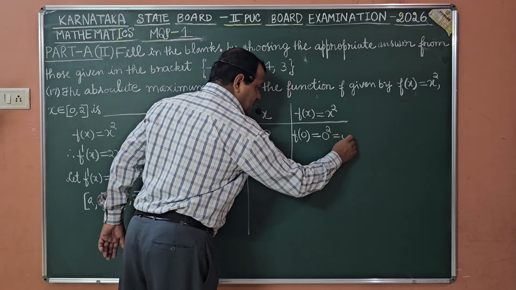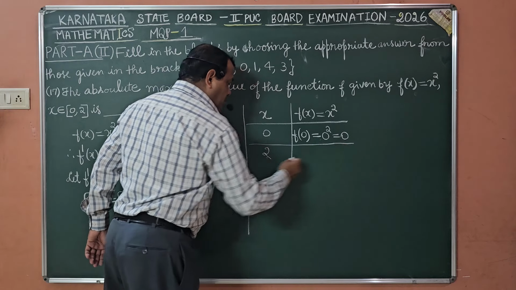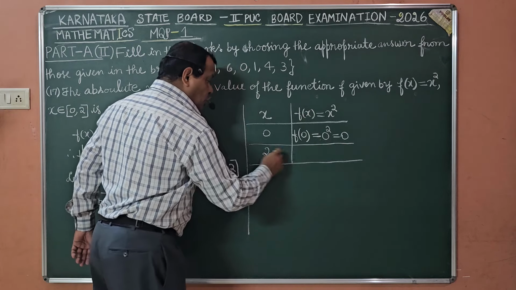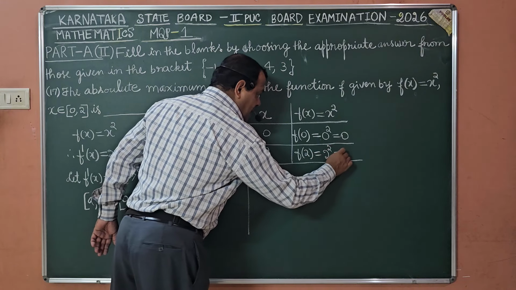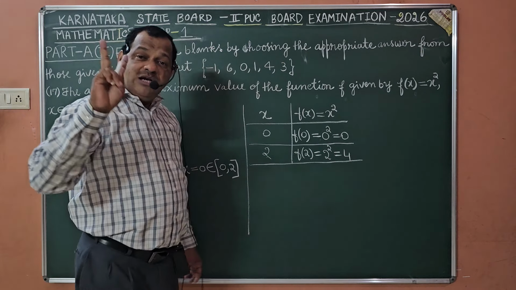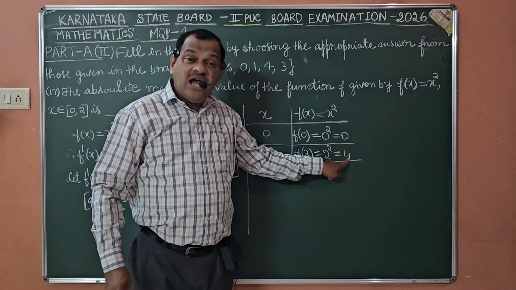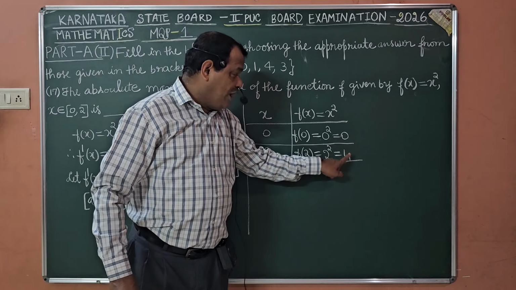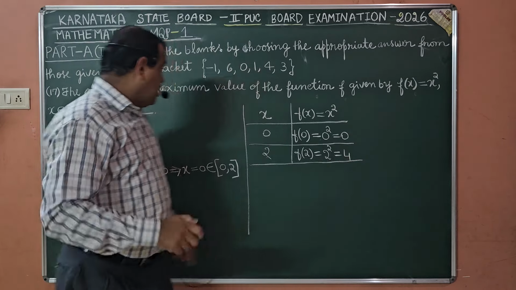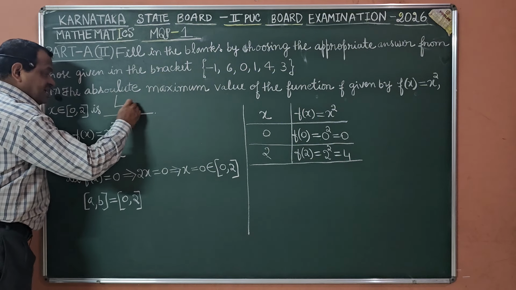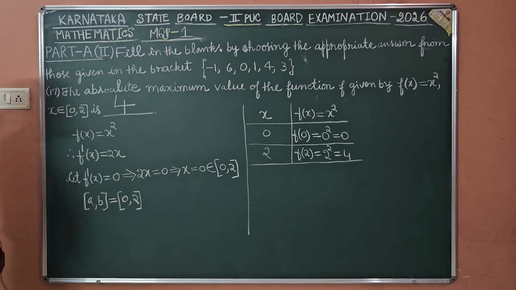square is 0 itself. Then next put x equal to 2. f of 2 is 2 square. 2 square is 4. Therefore, we have only two values, 0 and 4. And the maximum out of 0 and 4 is 4. Therefore, the absolute maximum is 4. Therefore, I write here, it is answer 4. Kindly go through.